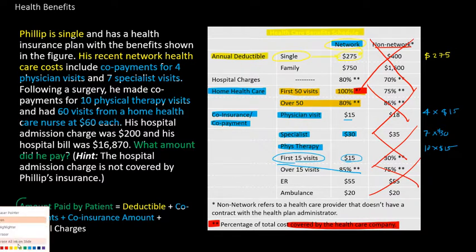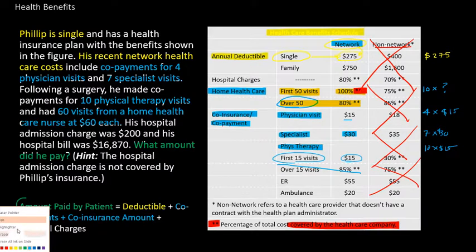So since we had 60 total visits, I guess I'll write this in blue. Since we had 60 total visits, that means 10 of them fall into this over 50 category, right? And it's covered at 80%. And so I'll put 10 times a question mark there, and we'll look at that on the next slide. So 10 visits times some amount that we'll have to do an extra calculation to figure out. So that's all of our copayments and coinsurance.